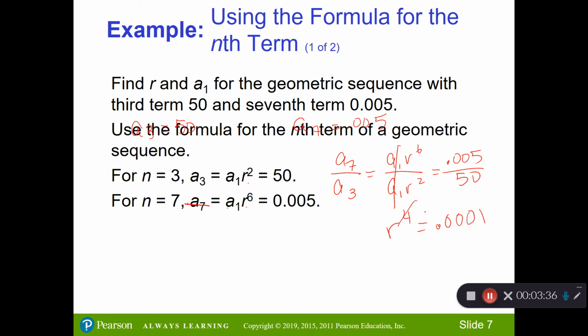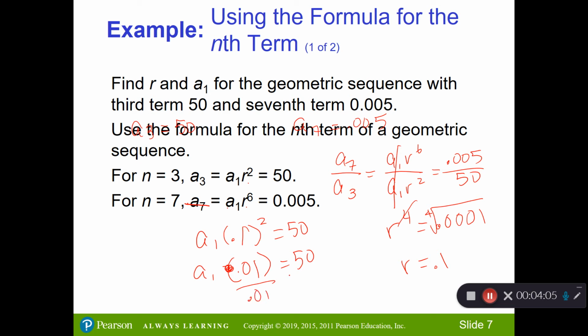So to get r by itself, I'd take the fourth root of that expression. So r is 0.1. All right, now once I know my r, I can plug into either expression to find a1. So I'll plug up here into a3. So a1 times the r, which is 0.1 squared, equals 50. 0.1 squared is 0.01. That's not an equal, that's a times. And so to get a1 by itself, I divide by 0.01. So a1 is 50, let's add 2 more zeros, 5,000. So there's our answer. R is 0.1 and a1 is 5,000.